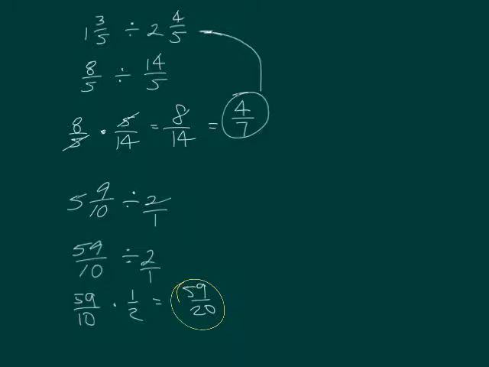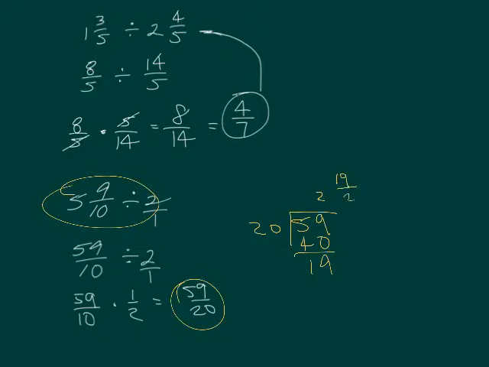Now we're going to take that and change it to a mixed number because that is what we started with. So 20 goes into 59 2 times, 40, 19, and so our remainder is 19, and we put it over 20. And that's it for section 2.7.